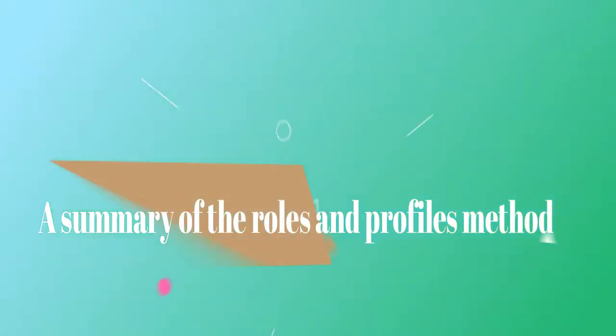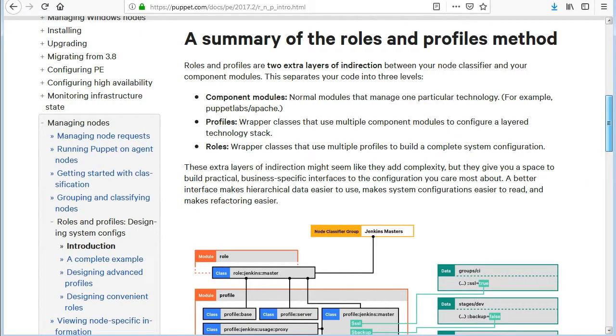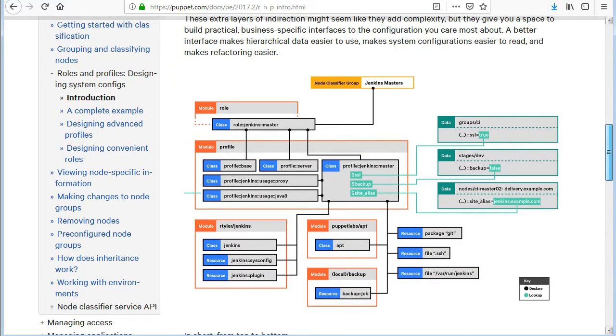In the previous lecture we got an understanding of the requirement for the roles and profiles method, and the complexity without it. Now in this lecture we'll have a summary of the roles and profiles method, and we will look at the example of a Jenkins application to get a good understanding of it. So let's get started.